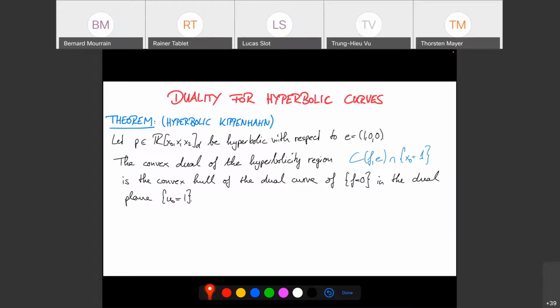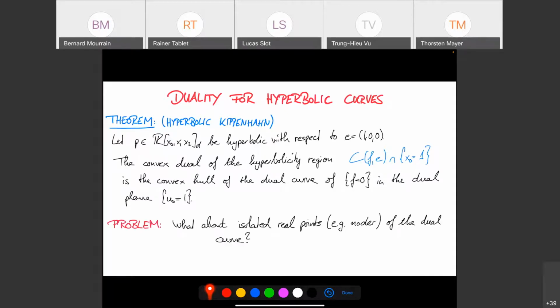And then I take the convex dual, the polar set of this convex set. And then this is the convex hull of the dual curve. That's exactly what the Kippenhahn theorem said for the numerical range. So for the numerical range, this is the spectrahedron S of A, this blue stuff, and then the dual is W of A. So this is the same statement.